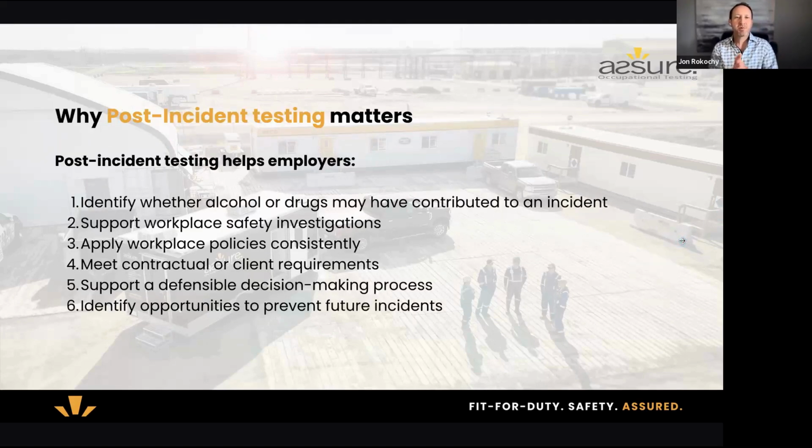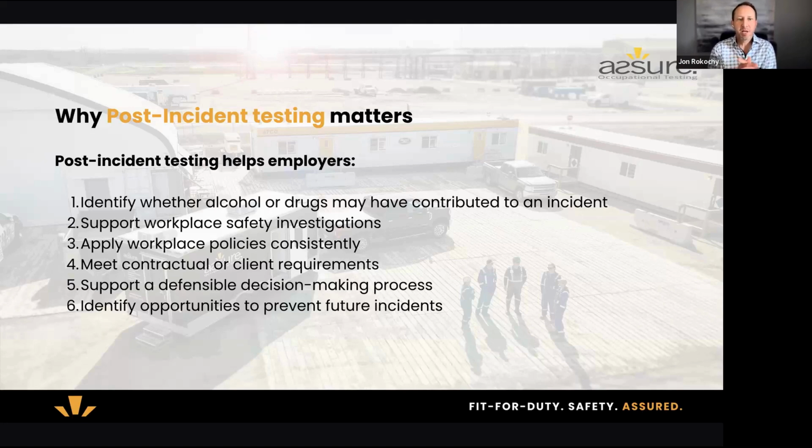So first off, why does post-incident testing matter? A question that we'll get often is, can we test? Should we be testing? There was an incident, someone has crashed a truck, someone injured themselves. Are we allowed to test? Are we not? When do we test? So again, that's what today is all about. I want to make sure you're clear on what you're allowed to do, not allowed to do, or what the best practices are. So we do drug and alcohol testing when there's an incident for the following reasons.